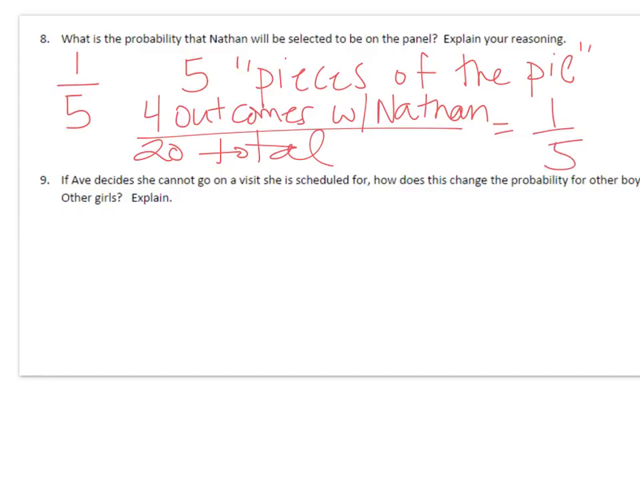Okay, number 9. If Ave decides she cannot go on a visit she is scheduled for, how does this change the probability for other boys, for other girls? Explain. Okay, please pause here. Give them the opportunity to answer. Okay, so hopefully you got this right. If Ave says she cannot go, then it does not change anything for the boys.